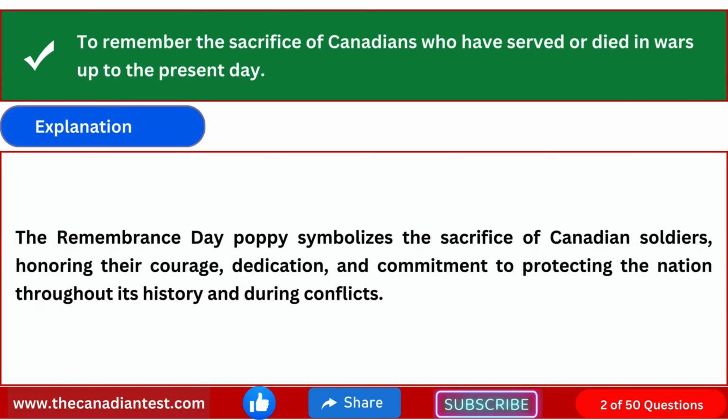The correct answer is to remember the sacrifice of Canadians who have served or died in wars up to the present day. Explanation: the Remembrance Day poppy symbolizes the sacrifice of Canadian soldiers, honoring their courage, dedication, and commitment to protecting the nation throughout its history and during conflicts.